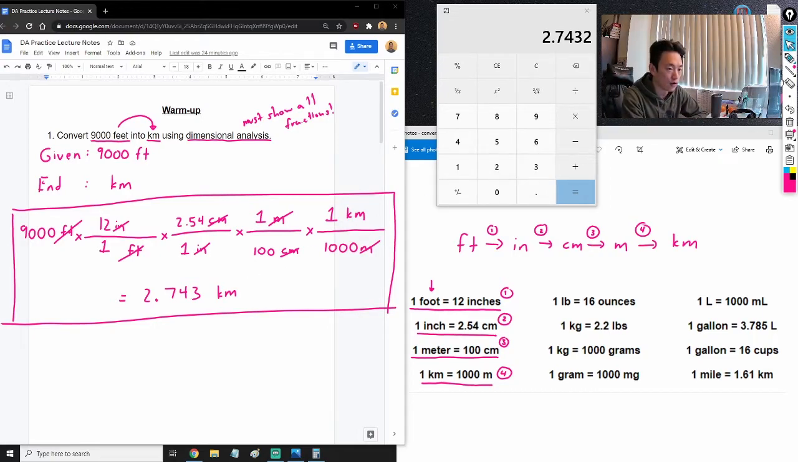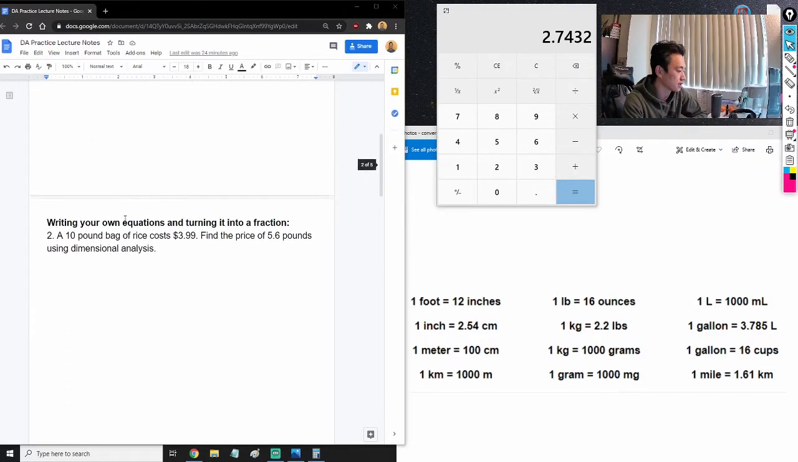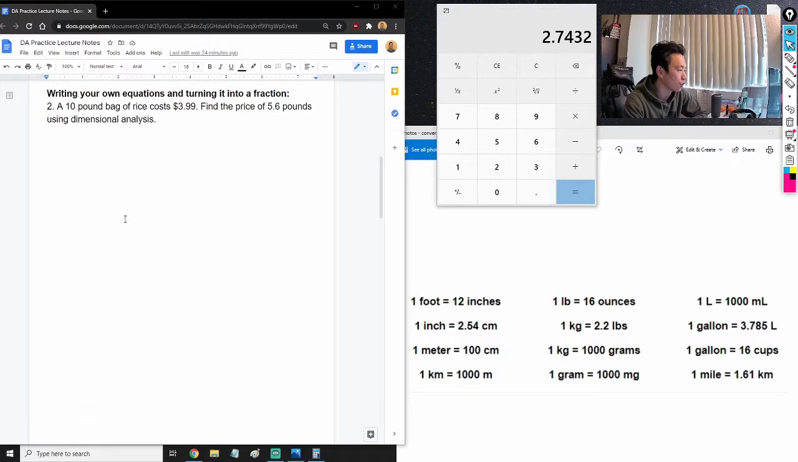Alright, so we're going to move on now to the thing that we're going to be adding on for today's assignment. What we're going to be doing is writing our own equations now. So up until this point, I've given you a bunch of these equations, but sometimes you're going to have to write your own equations where two things are equal to each other. So let's do an example of that right here.